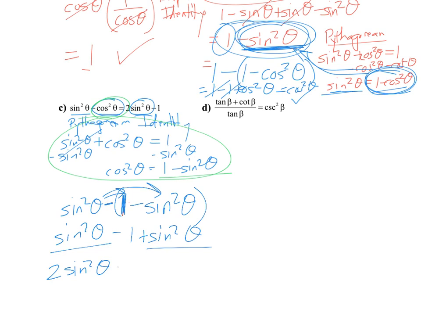And then I have minus 1. All right, so I obtained the right side. Check. My objective is complete. All right, so let's go on to part D.